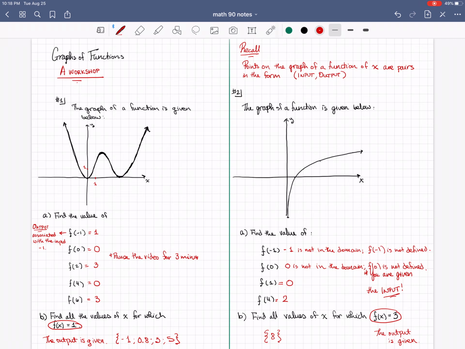So this concludes a little workshop surrounding the graphs of functions. In our next and final video for the week, we're actually going to look at graphing some functions, specifically going back to piecewise defined functions, which we talked about in one of our earlier lessons.